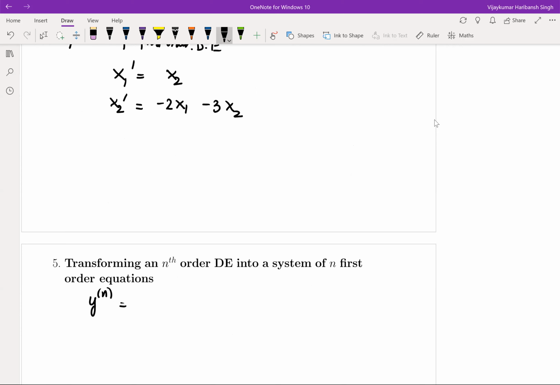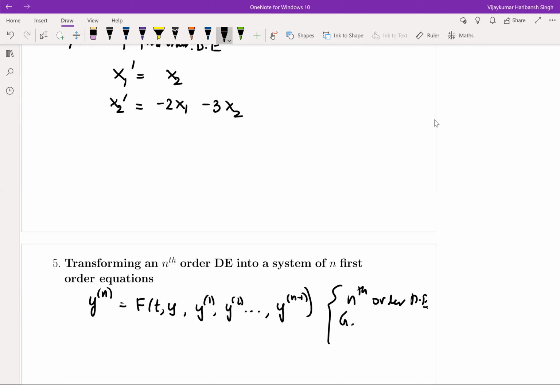So suppose you're given an nth order ODE. How is an nth order ODE given? The general form is y, then y1, dot, dot. This is how the general form of an nth order ODE is given, right?